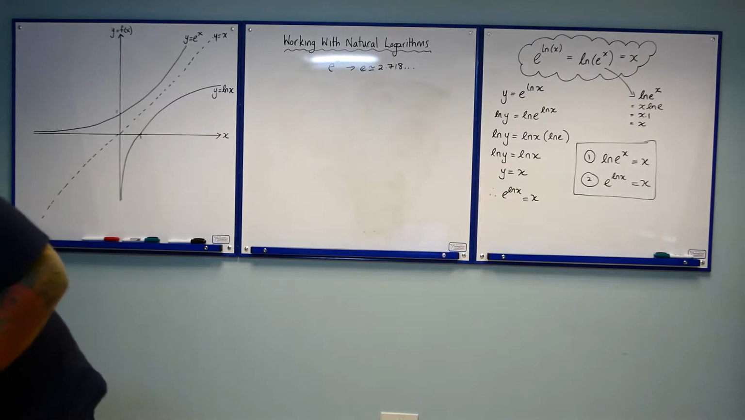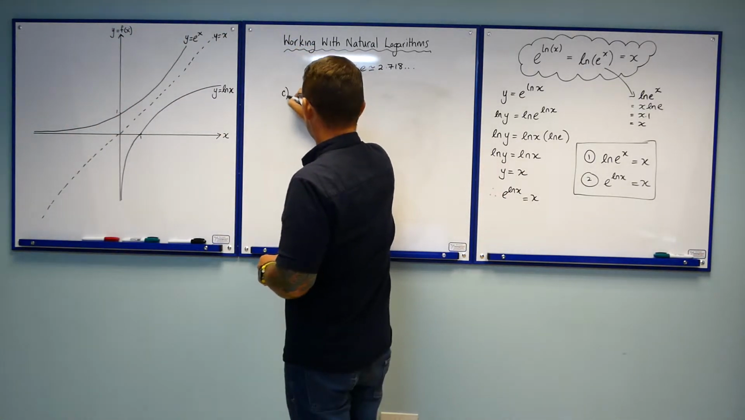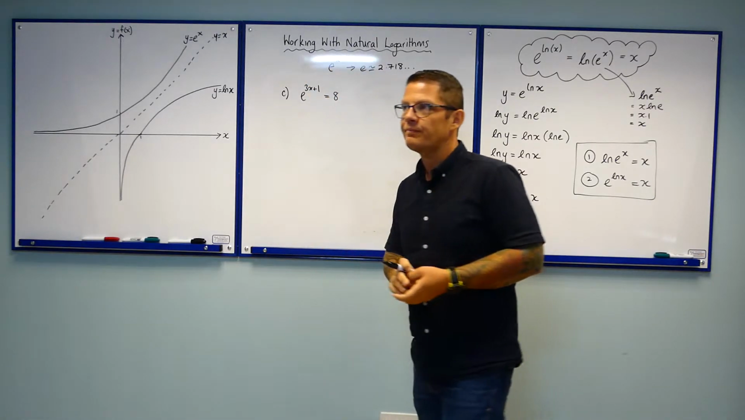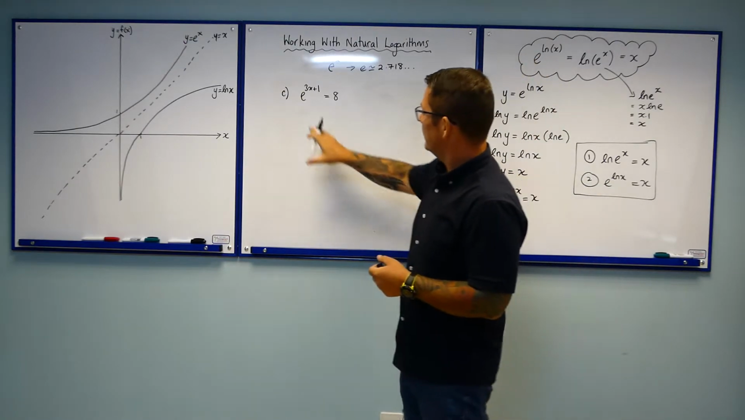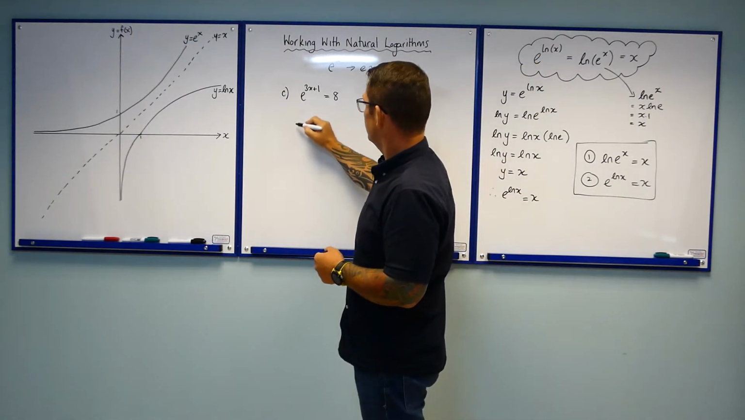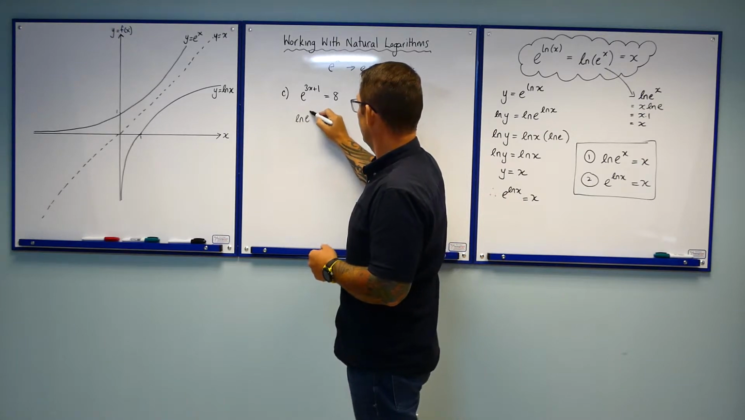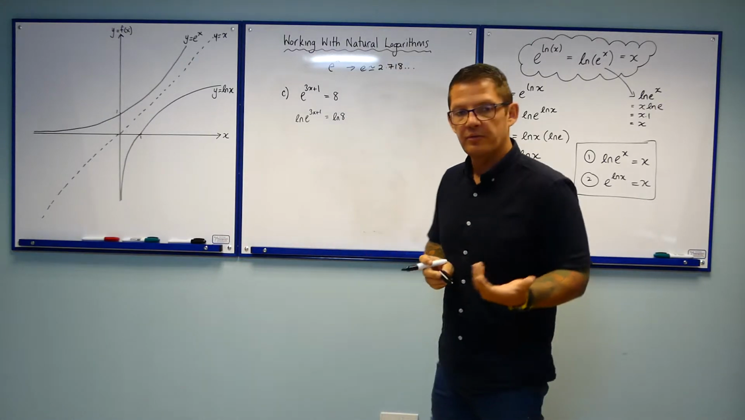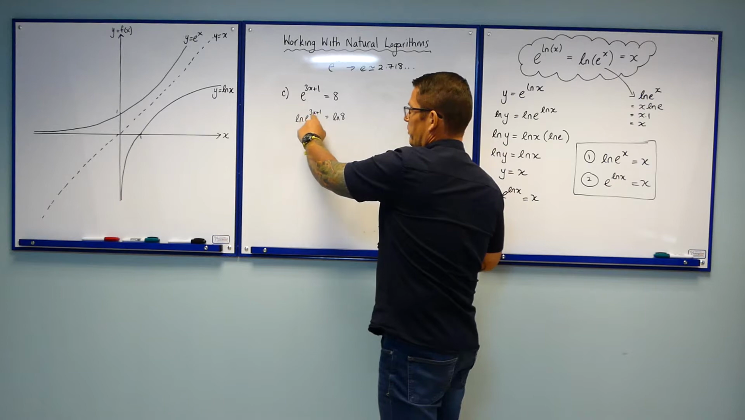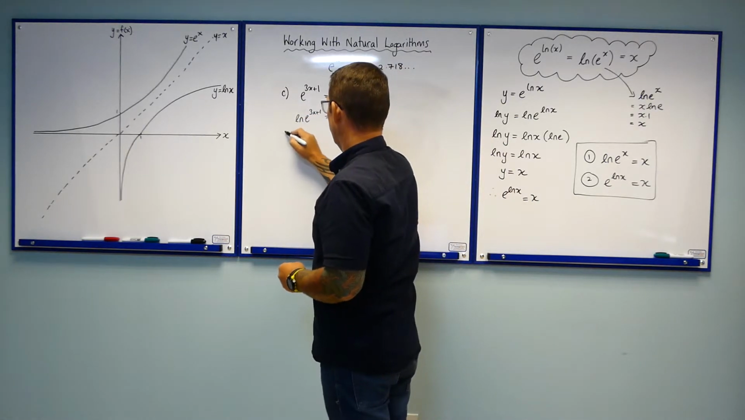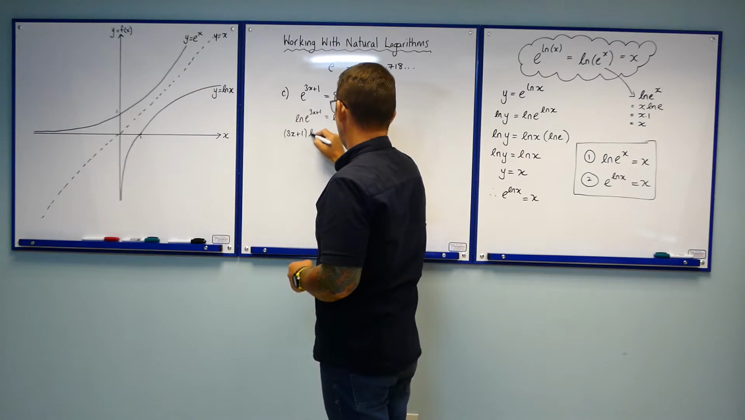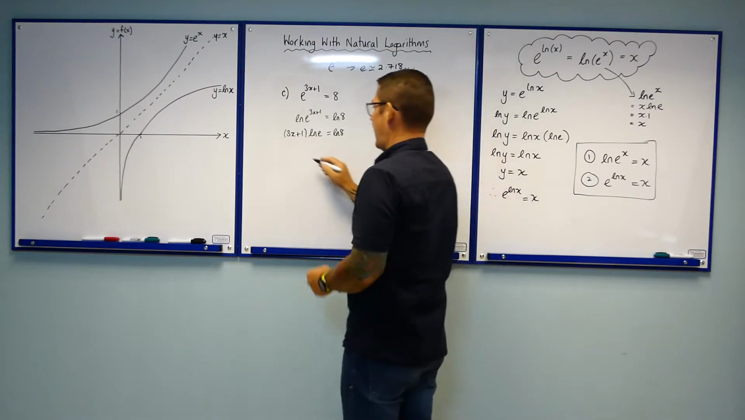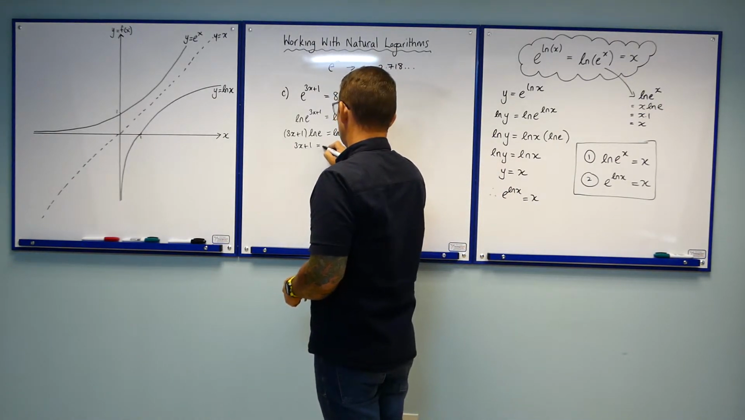Right, the next one, this is C in your notes: e to the 3x plus 1 equals 8. Again, we're just going to take logs of both sides for this one, so I'm going to write ln e to the 3x plus 1 equals ln 8. Bring this power down, but remember there's 2 terms there, so I'm going to use a bracket. So I get 3x plus 1 ln e equals ln 8. But ln e is just equal to 1. So what I get out is just 3x plus 1 equals ln 8.